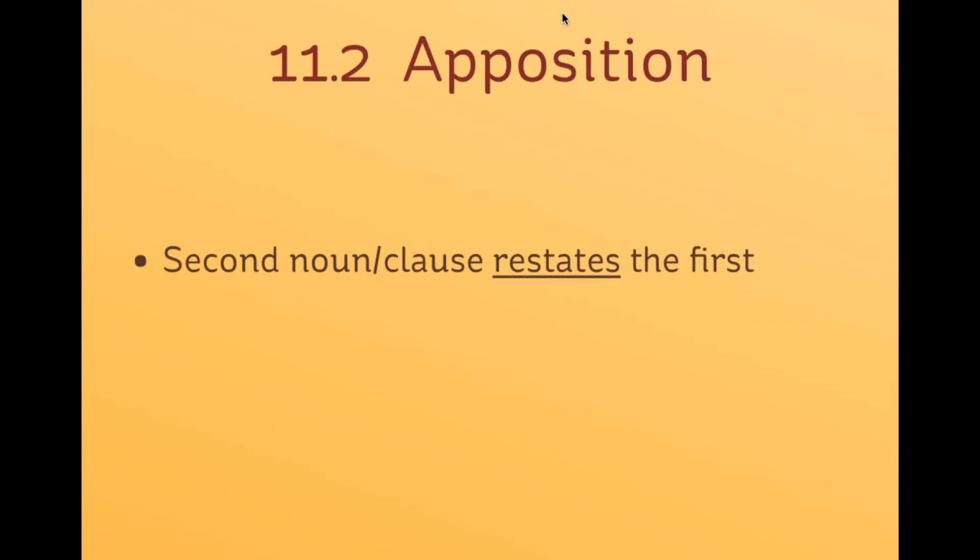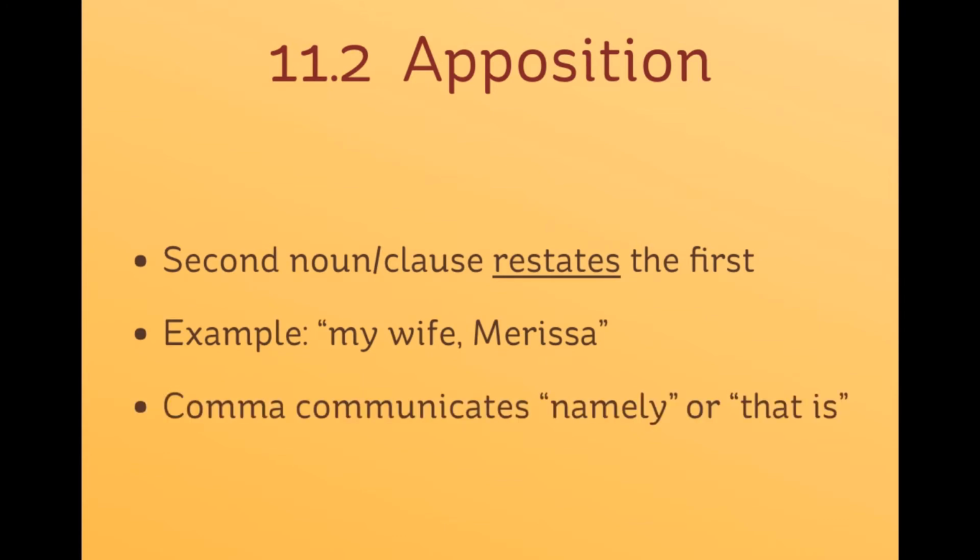Apposition is when you have two nouns or two clauses that stand side by side, and the second one explains, restates the first one. For example, I could say my wife, Marissa, where in English when we write this out, usually you have a comma between the two nouns that are in apposition, and the comma communicates "namely." So my one wife, namely Marissa.